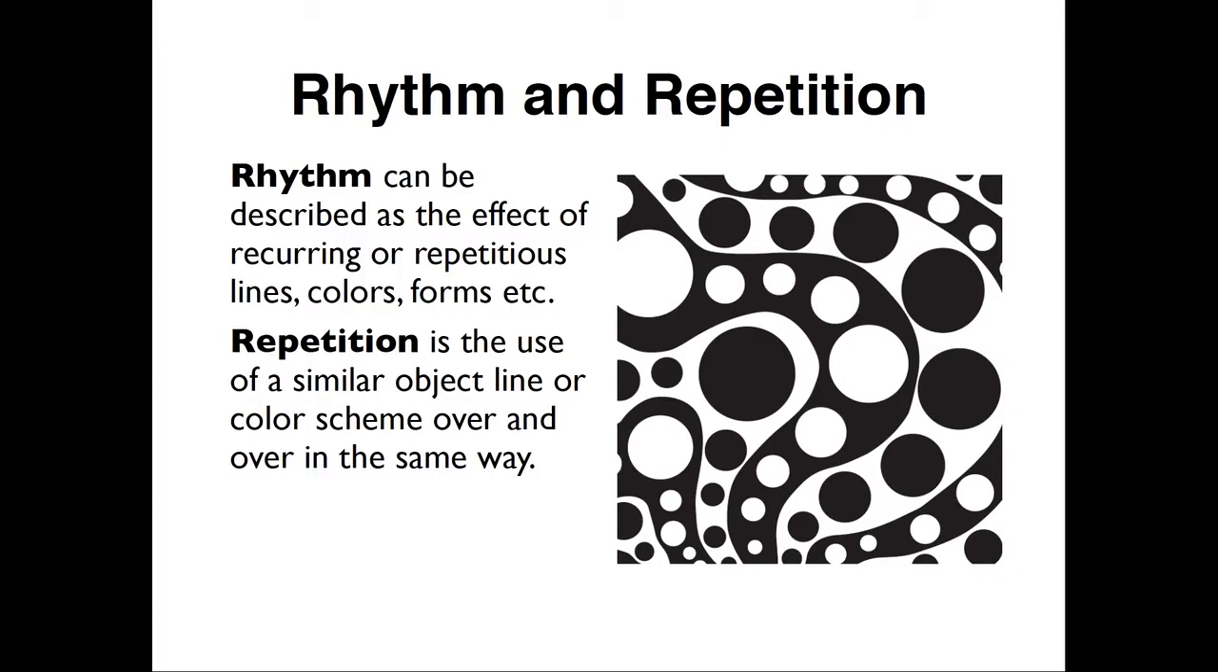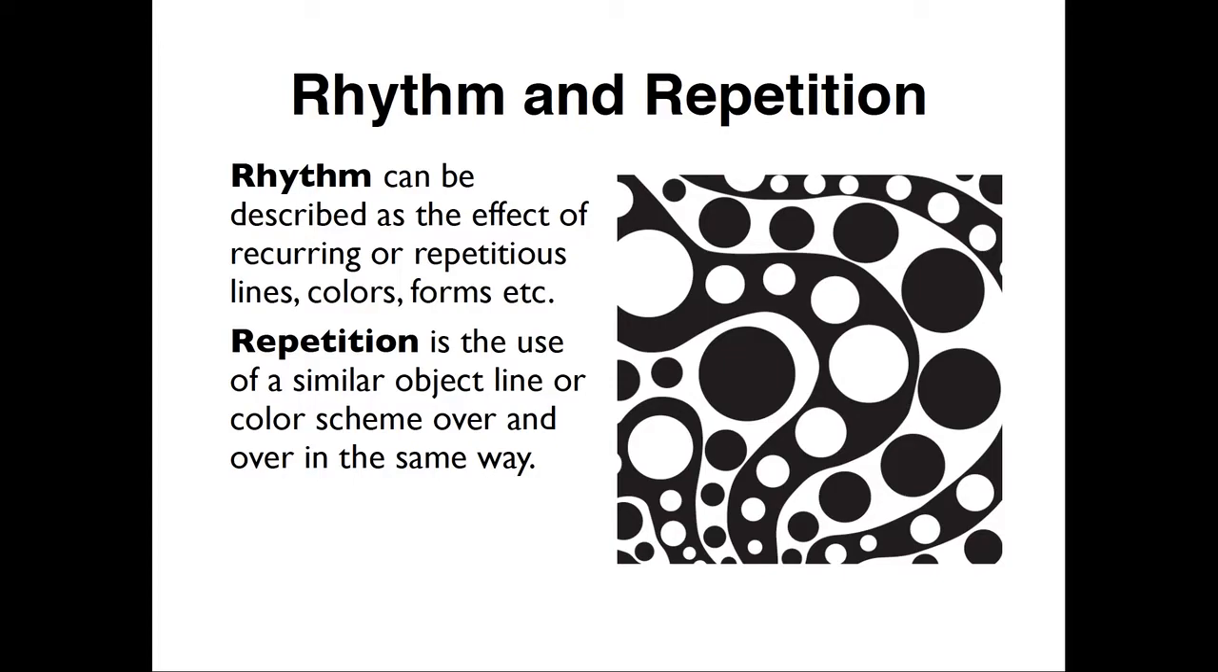Positive and negative space. So the idea being that what this artist is trying to put as the top item on the agenda is rhythm and repetition. So we have rhythm that's described as the effect of recurring or repetitious lines, colors, forms, etc. We have repetition, which is the use of a similar object, line, or color scheme over and over in the same way. Now, we're not going to use color at all for this project. In fact, I do not want you to even use grayscale unless you're implying grayscale with some sort of pattern in black and white, be it lines, dots, anything. And I'll show you some examples of that as we go through.